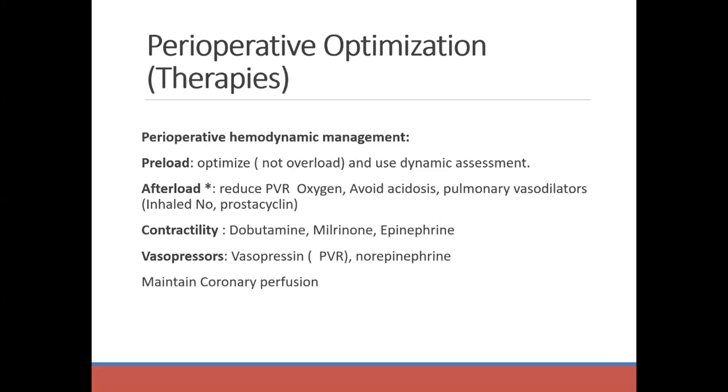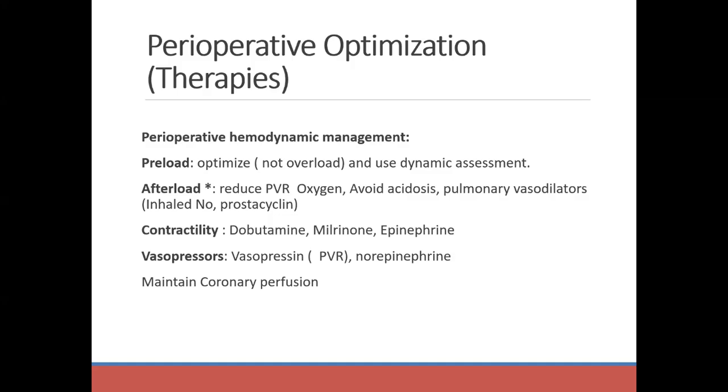So with that, we talked about some perioperative therapies according to our hemodynamic goals. And you will again hear the common language whenever we talk about cardiovascular disease: optimize the preload, use dynamic assessment, manage your afterload. And here we are not talking about SVR, we are talking about pulmonary vascular resistance, and the determinants of pulmonary vascular resistance are different. So here we have to avoid hypoxia and acidosis, and introduce a pulmonary vasodilator if there is room for that.